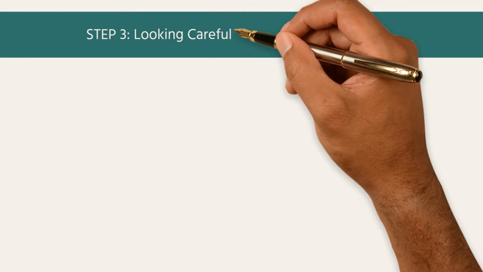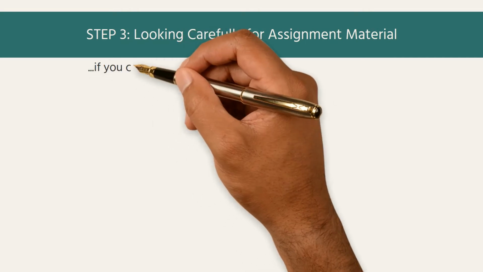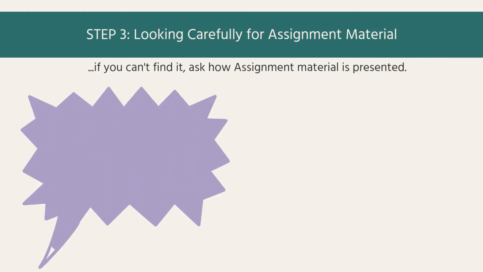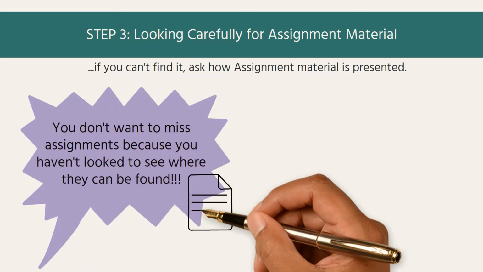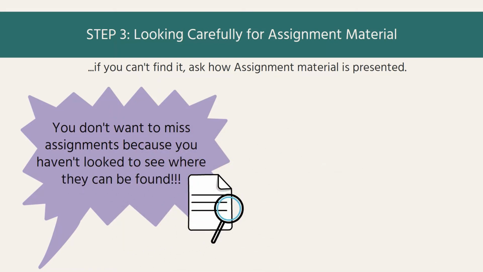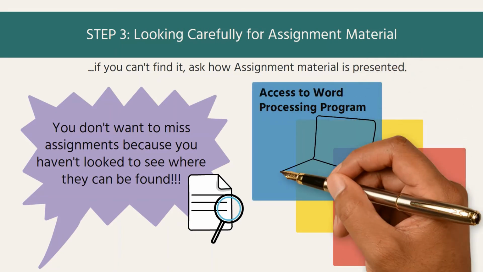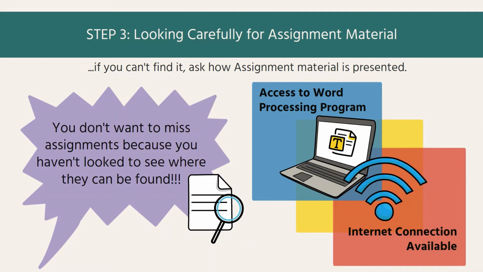Step 3 of getting deeper into your communication course is to look carefully for assignment material, and if you can't find it, to ask how assignment material is presented. You don't want to miss assignments simply because you haven't looked to see where they can be found. Typically, assignments in a communication course require uploading Word or PDF documents, so make sure that you have access to a word processing program. Also, make sure you have enough data in your plan that you can download and upload documents.